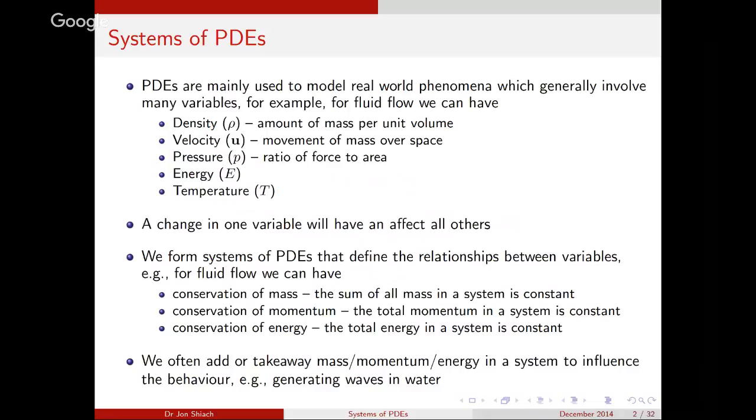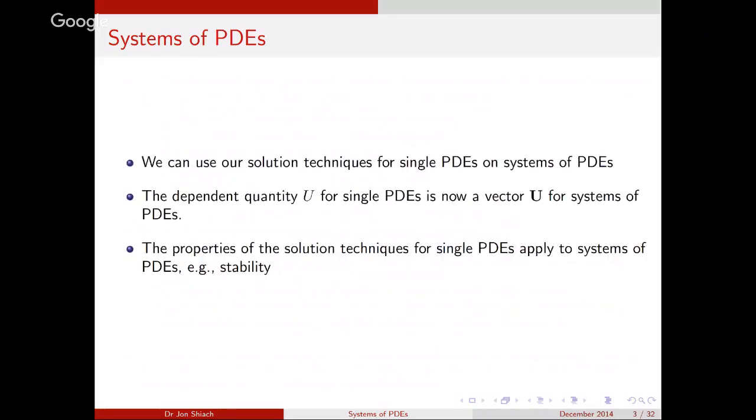Saying all that, we do often add or take away mass, momentum, things like that, to model something, to influence a behavior. Let's say we want to model some sort of water waves. What we tend to do is add some energy in, or add some motion in, to actually create some waves. So what we're not doing is changing conservation of momentum or energy, but we do that because we want to model it.